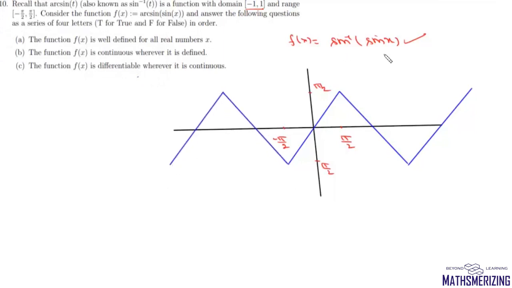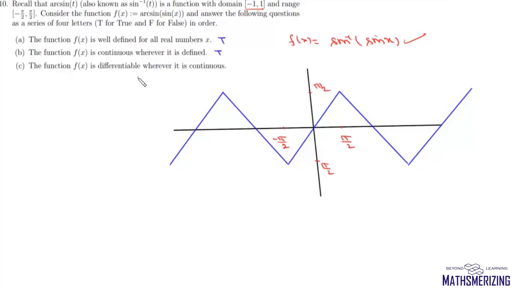So that is the graph of sine inverse of sine x. Now the first question is, the function f(x) is well defined for all real numbers x. The domain of this function is simply x belongs to R. So that means this function is well defined for all real numbers x, which is true. Now the second is, the function f(x) is continuous wherever it is defined. So this function is continuous for all x belongs to R. So this is also true.